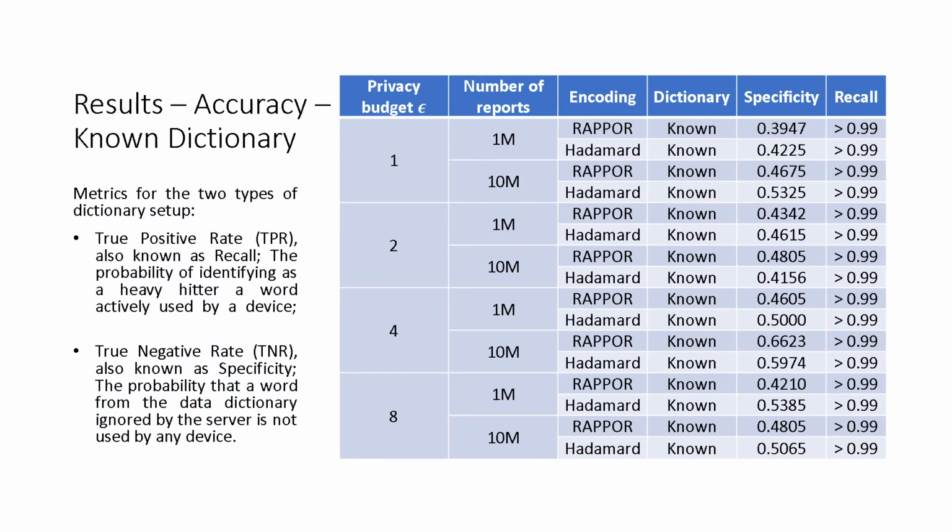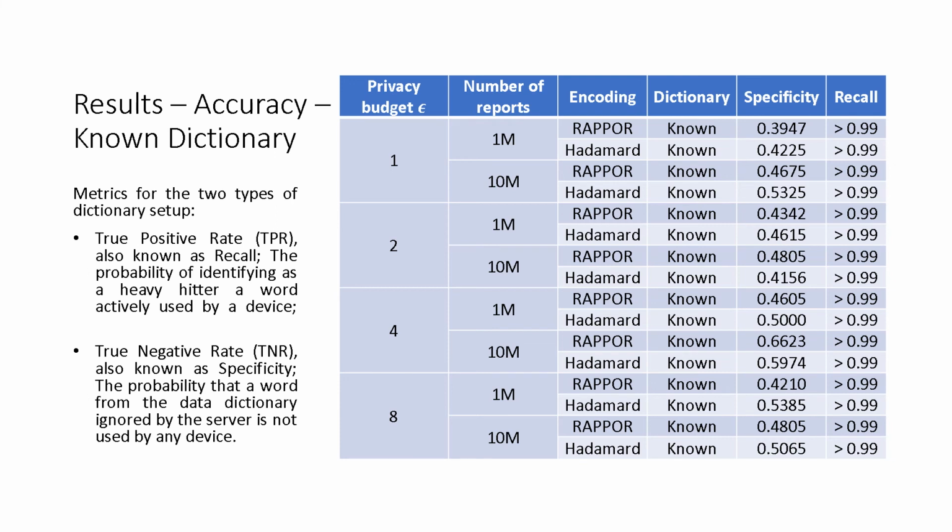Now, to evaluate accuracy, we are going to use recall and specificity. Recall measures how many of the identified heavy hitters are actual heavy hitters on the data. In our case, the recall was almost perfect. Over 99% of the time, a string was pointed as a heavy hitter, it was an actual heavy hitter on the device population.